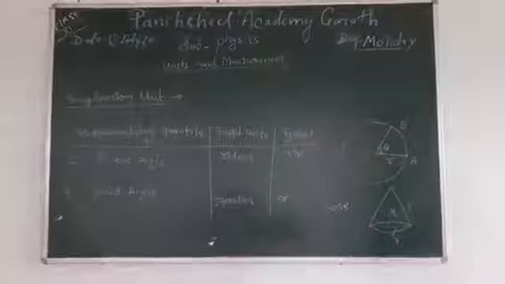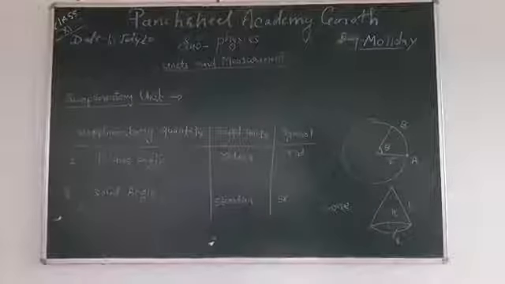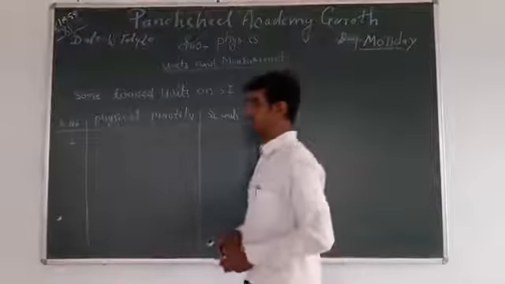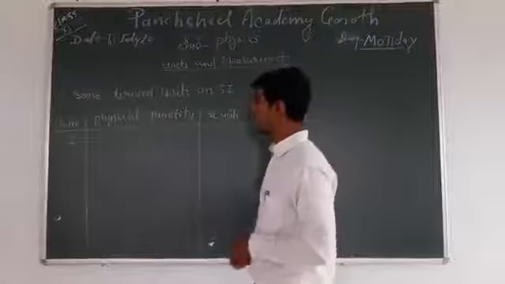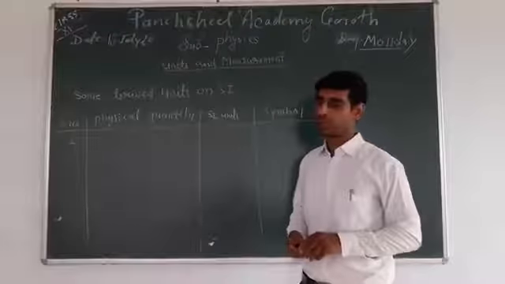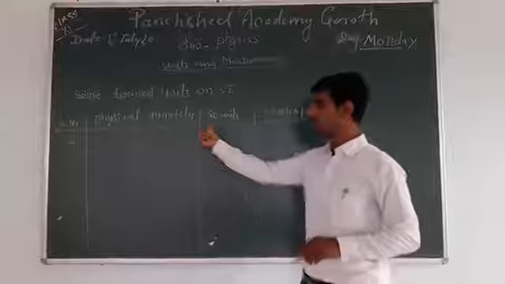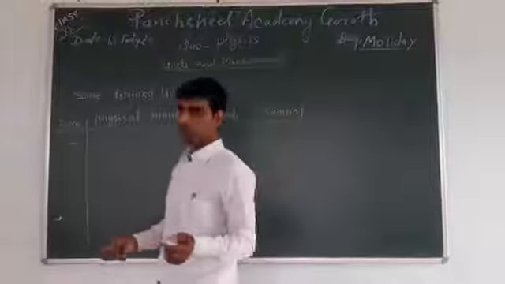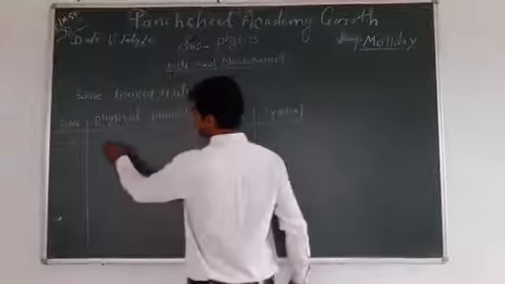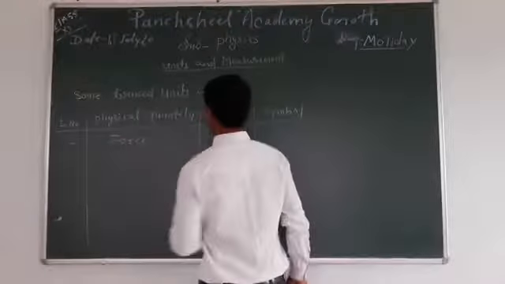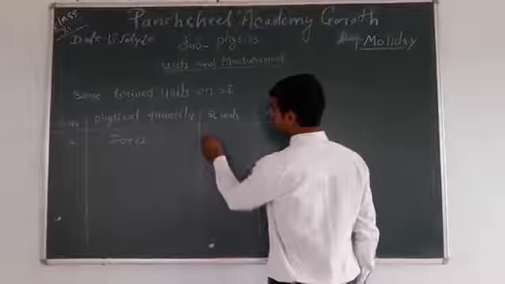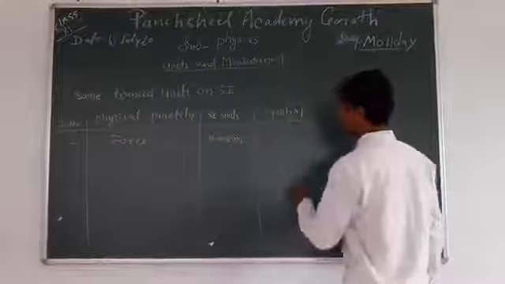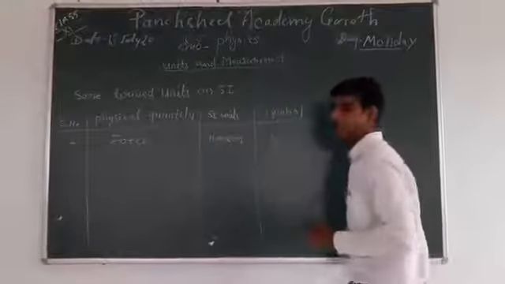Write down some derived units in the SI system, the system of international units. I write some derived quantities and their SI units, and you have to remember these things. First one is force. What is the SI unit of force? That is Newton, and Newton is represented by capital N.